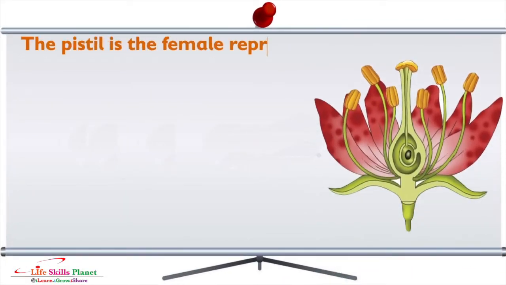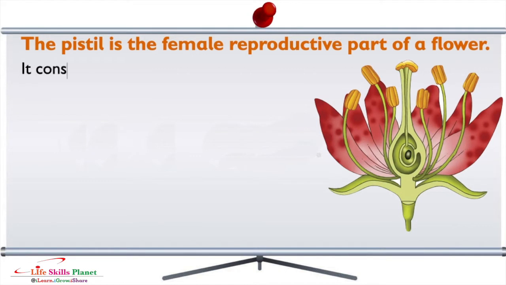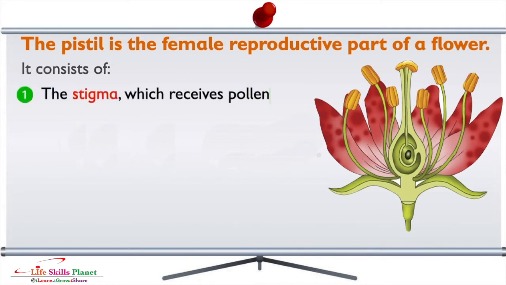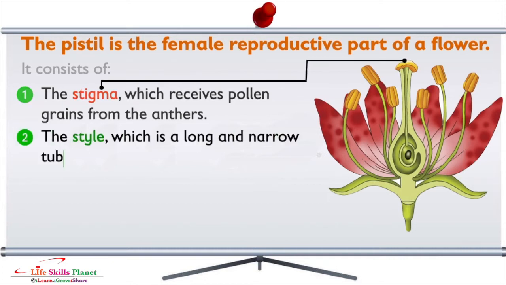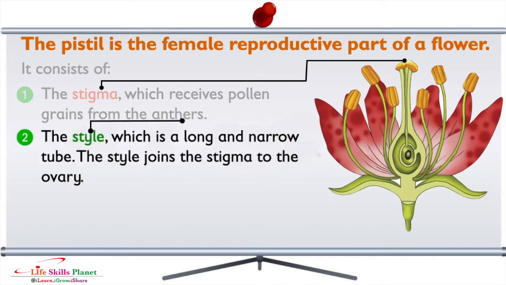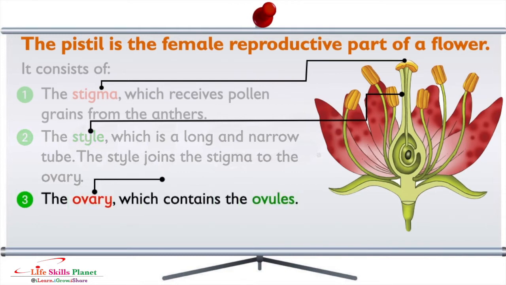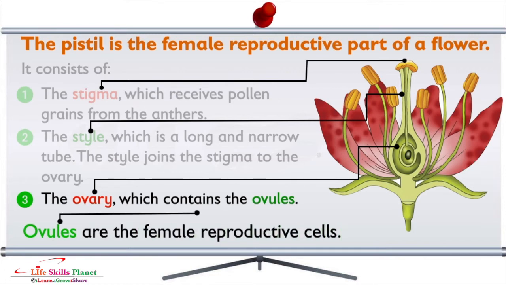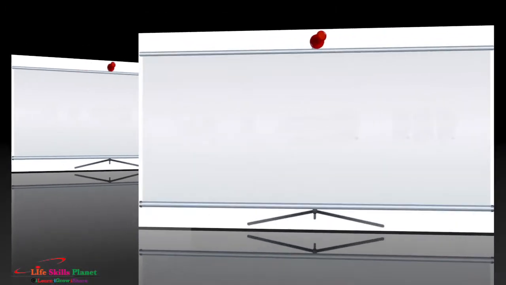The pistil is the female reproductive part of a flower. It consists of the following parts: 1. The stigma, which receives pollen grains from the anthers. 2. The style, which is a long and narrow tube. The style joins the stigma to the ovary. And 3. The ovary, which contains the ovules. Ovules are the female reproductive cells.